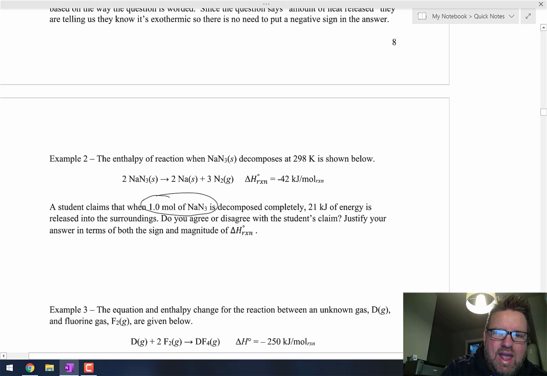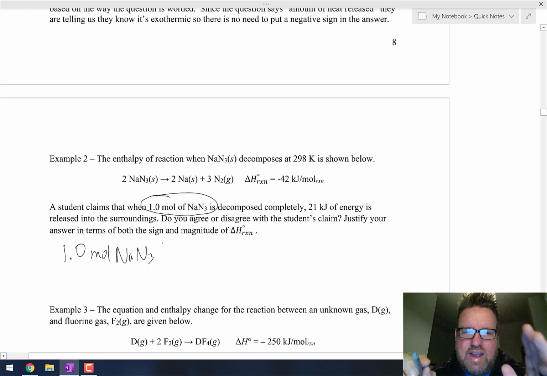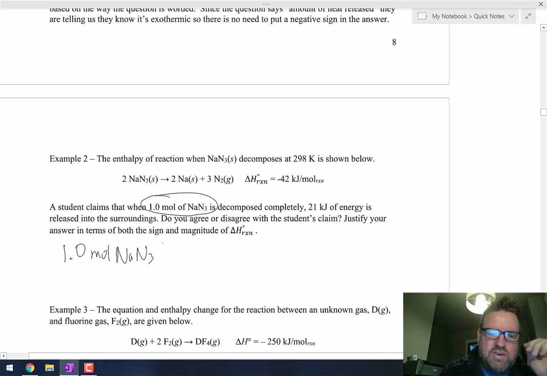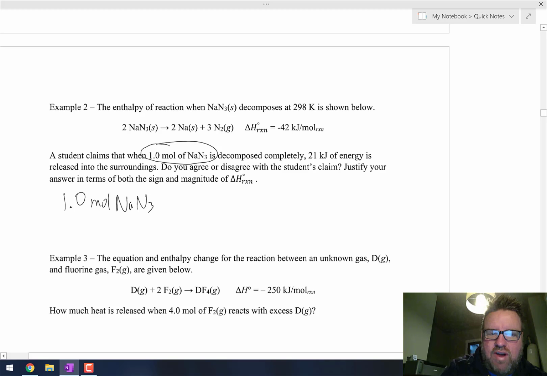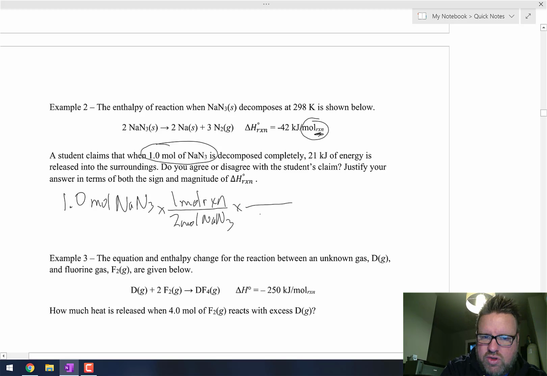Let's just do the math here. 1 mole of NaN3. In this case, they didn't give us grams, so we don't have to convert grams to moles first. Up here, my first step was to convert those grams to moles, but since we're already at moles, we're fine. Now we go based on our balanced equation. If this reaction happens a mole of times, 2 moles of NaN3 are going to react for every 1 mole of that reaction occurring. Remember, these units are per mole of reaction, so every 1 mole of reaction, we've got 42 kilojoules. Again, notice I left out the negative sign there. 42 divided by 2 is 21 kilojoules.